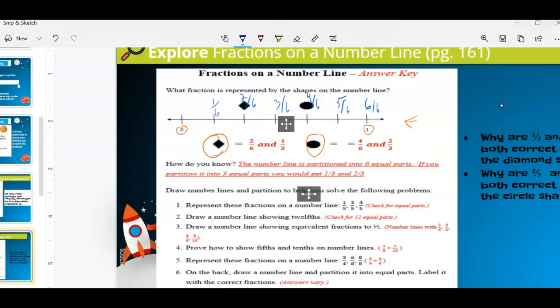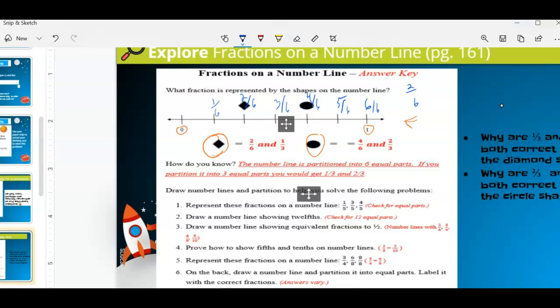So we got this shape is at 2/6, same as 1/3. How do we know? How do we say it's 1/3? Well, because 2/6 and 1/3 are equivalent to each other. And you can use the butterfly method to help you to check.